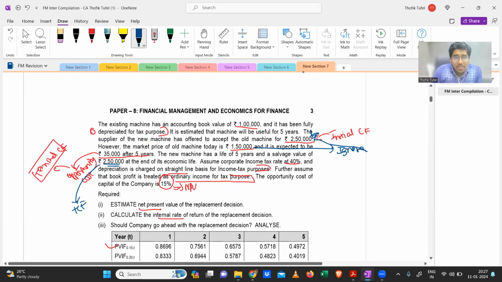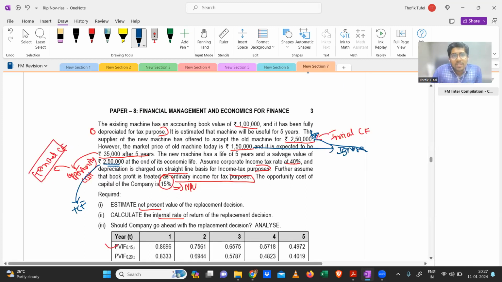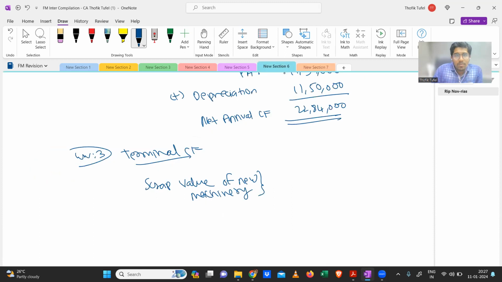At the end of the 5 years, the scrap value of new machinery. What is my scrap value of new machinery? It is 2,50,000 rupees. I will put it as inflow. Now, since it is an incremental calculation, I have to reduce the scrap value of old machinery.